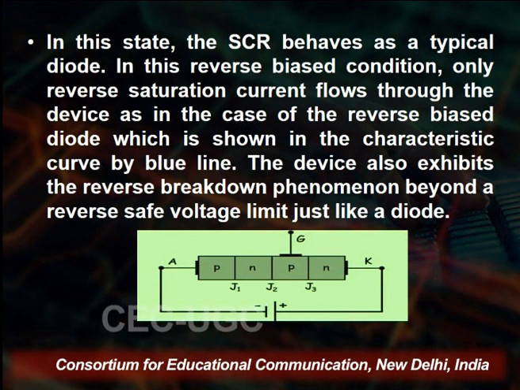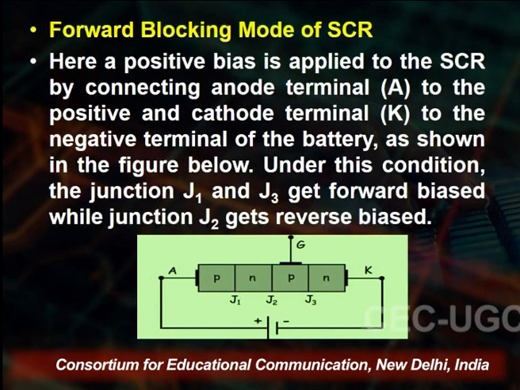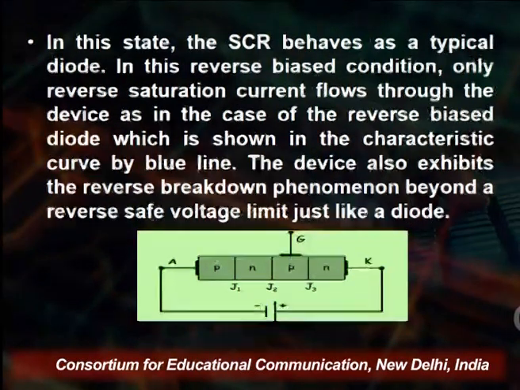In this reverse bias condition, only the reverse saturation current flows through the device, as in the case of a reverse biased diode, which is shown in the characteristics curve we have already seen here. The device also exhibits the reverse breakdown phenomenon beyond a reverse safe voltage limit, just like a diode. So it works as a diode.